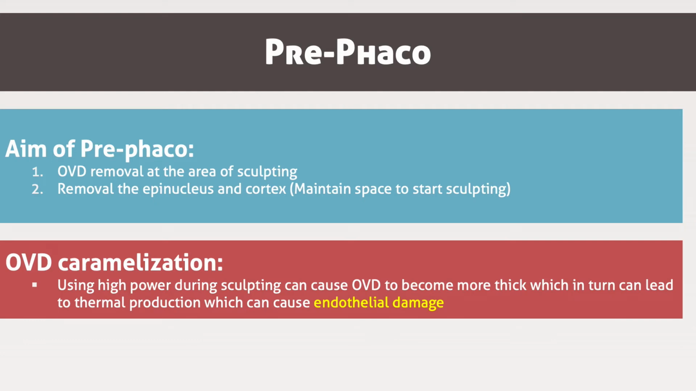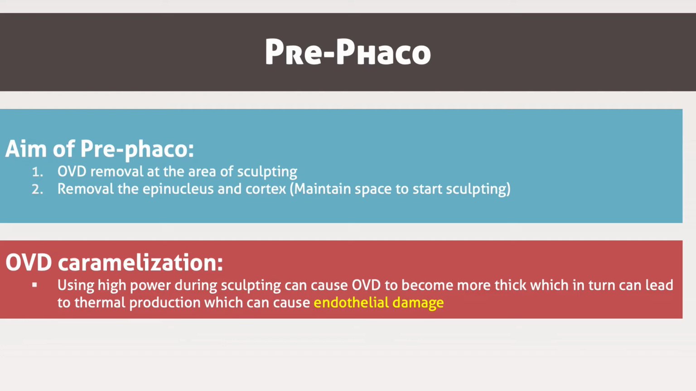The removal of OVD at the area of sculpting is essential in order to avoid a phenomenon called OVD caramelization. Caramelization means thickening of the OVD, which occurs due to the use of high power during sculpting. So this high power can change the OVD, and the OVD will become thicker, and it will induce clogging and more heat production, which results in endothelial damage. So the aim of pre-phaco is to remove this OVD with low power.